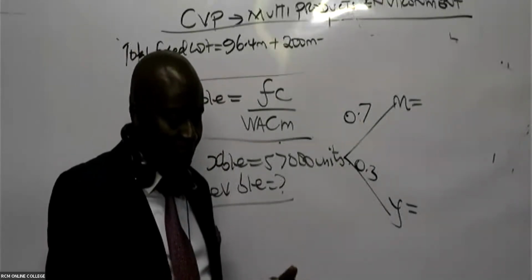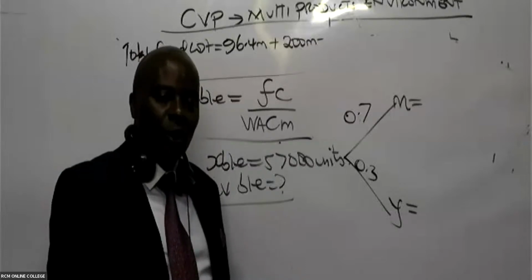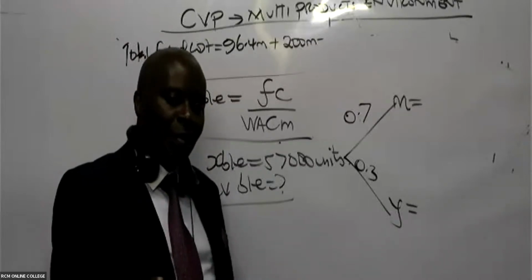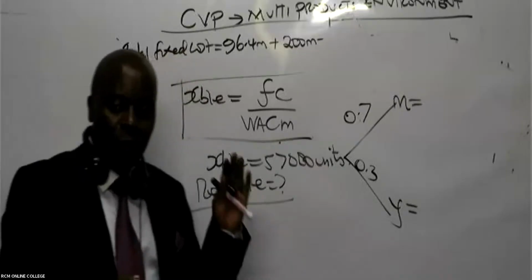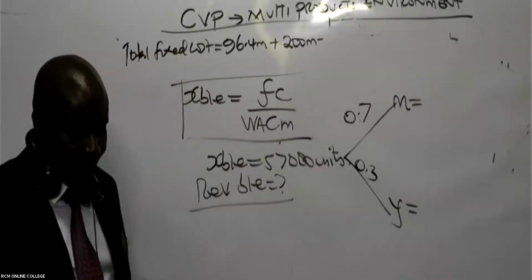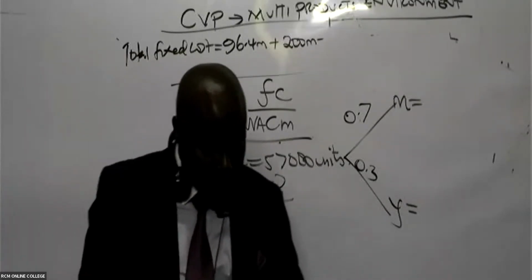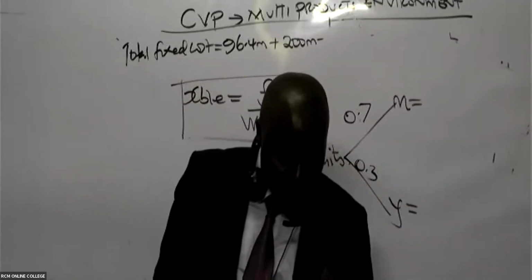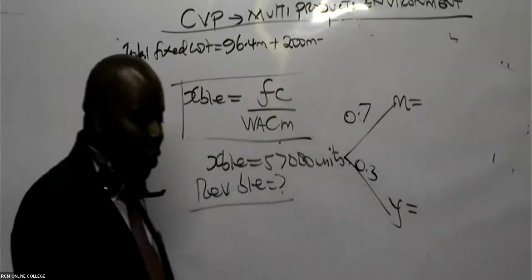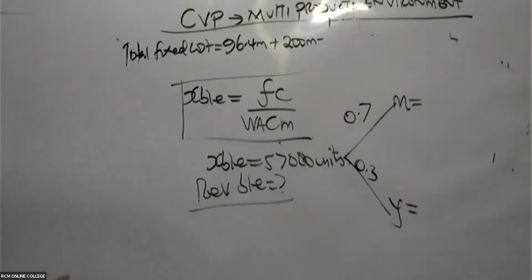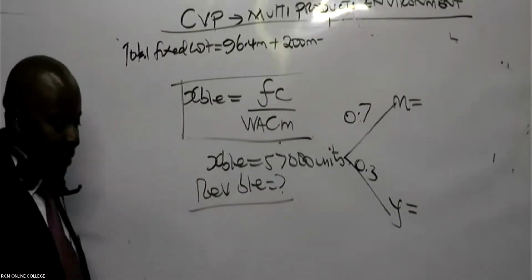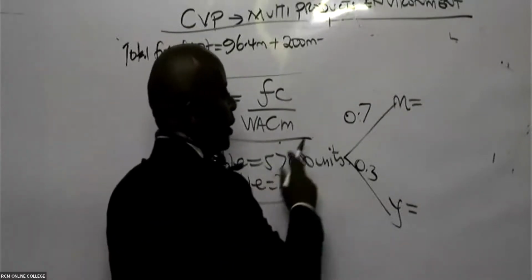Remember, we are still doing this question under the current sales mix, which is 70-30, which is 0.7 and 0.3. I hope you are in agreement. We haven't gone yet to part 2, where they are talking of 1 to 1. 0.7 times 57,000. This gives me what figure?